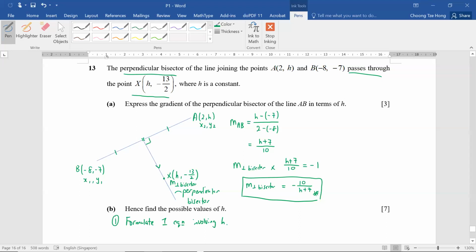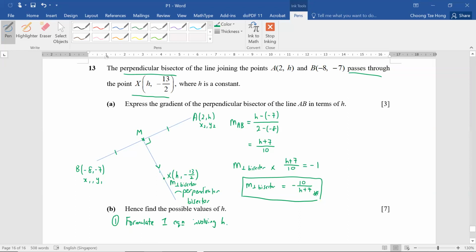Yes, if I know the coordinate of another point on the line, then I can use this point. Let me call this M, which is the midpoint of the line AB. The perpendicular bisector must pass through the midpoint of AB. Now, if I can find the coordinates of M, then I can use the gradient, right?